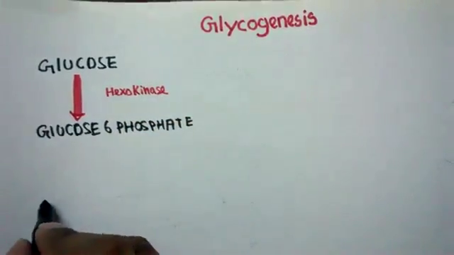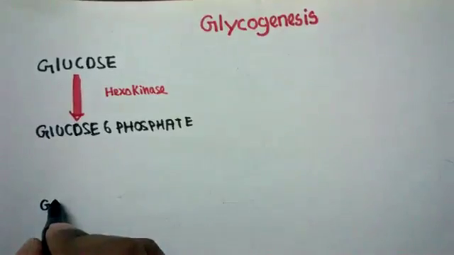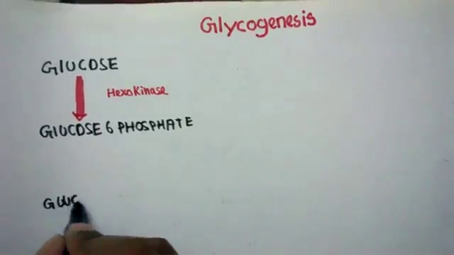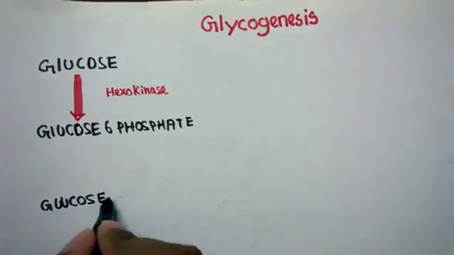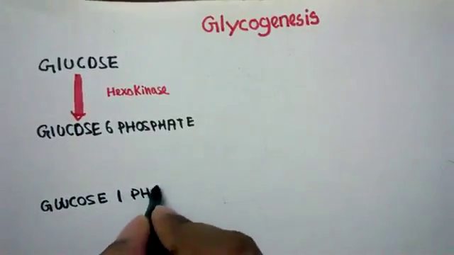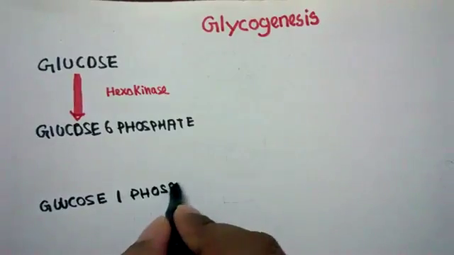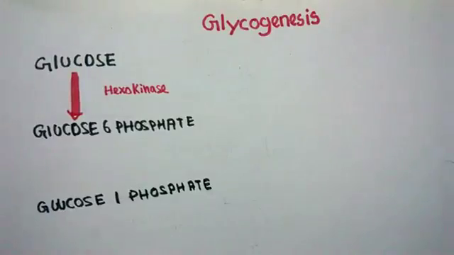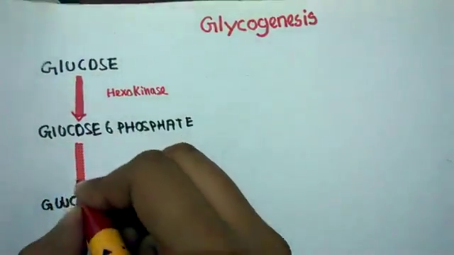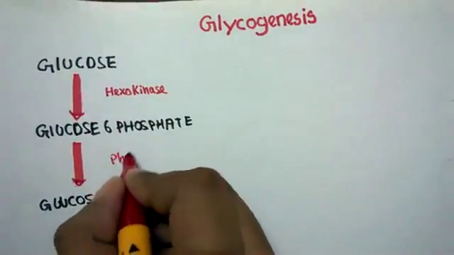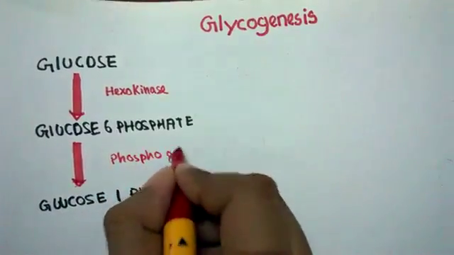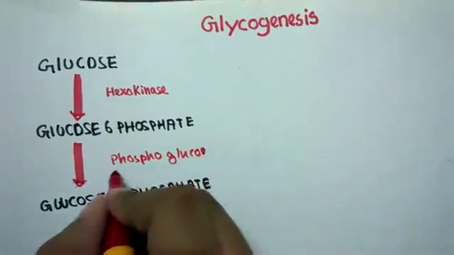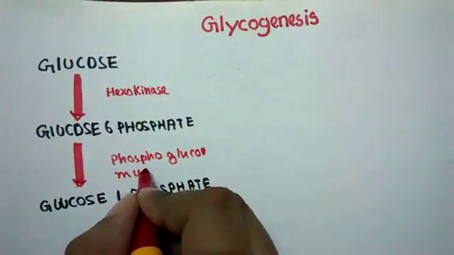Next, what would happen? Glucose 6 phosphate would now be converted into glucose 1 phosphate, and it's an isomerization reaction, and this reaction is catalyzed by phosphoglucomutase.